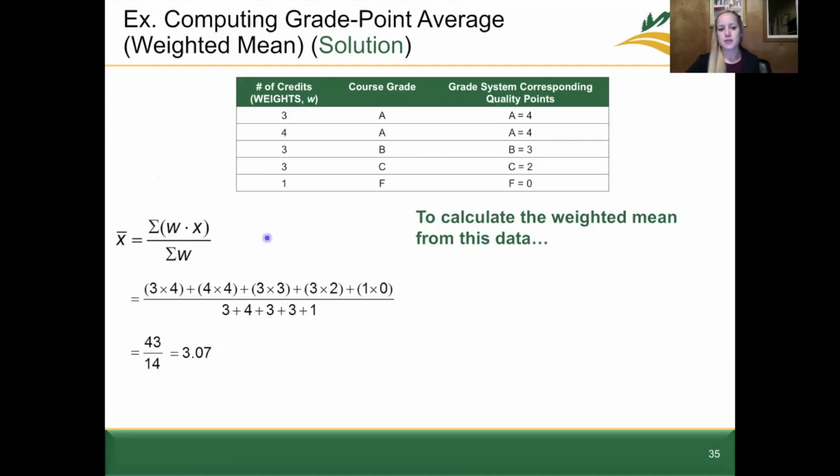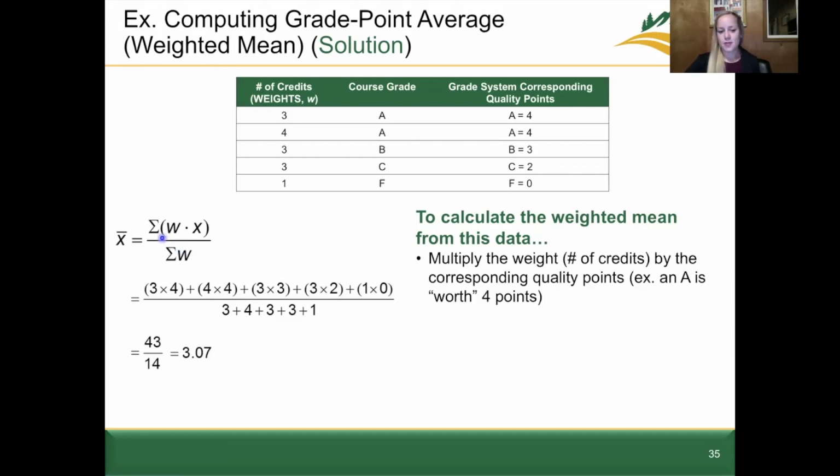So here's our same table, and here's our same equation that we just saw a few slides ago. Now to calculate the weighted mean from this data, looking at this equation, we're going to multiply the weight, or the number of credits, by x, where x is the corresponding number of quality points. Remember, for example, where an A is worth 4 points. Now let's make sure we understand where all these numbers are coming from in our solution. So here, this course is weighted 3. It's worth 3 credits. That student got an A in a 3-credit course, where an A corresponds to 4 quality points. So here, 3 times 4.